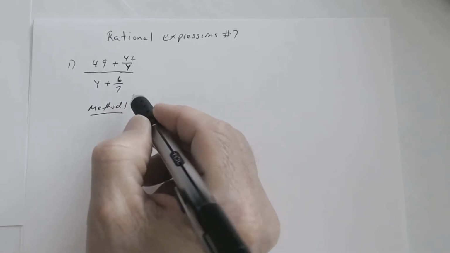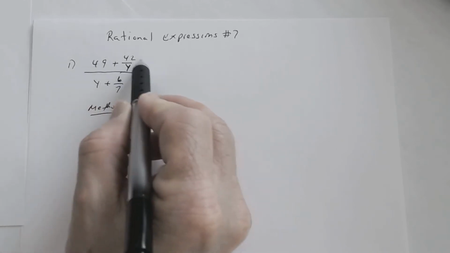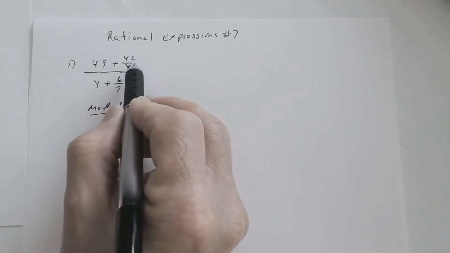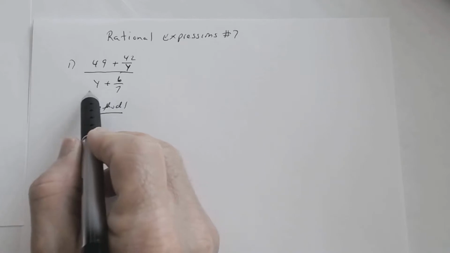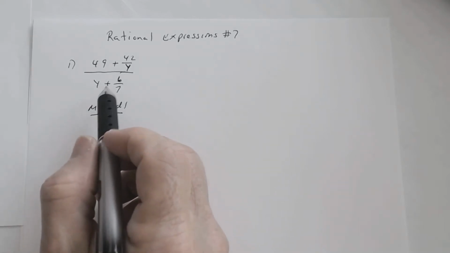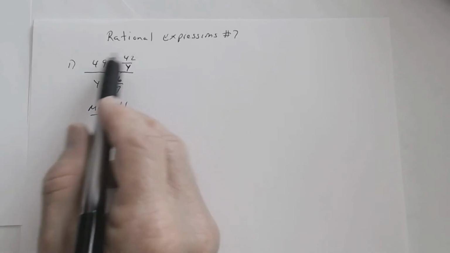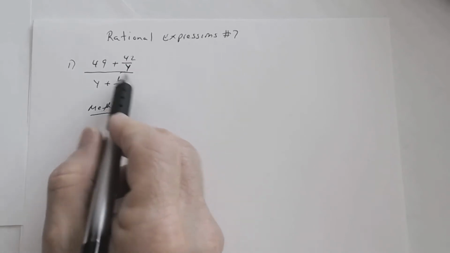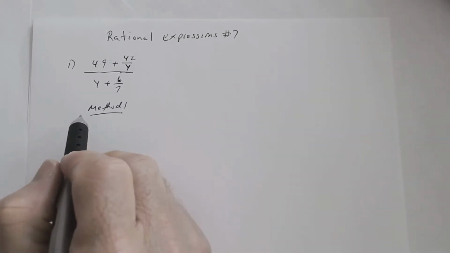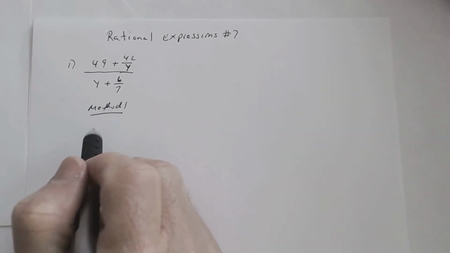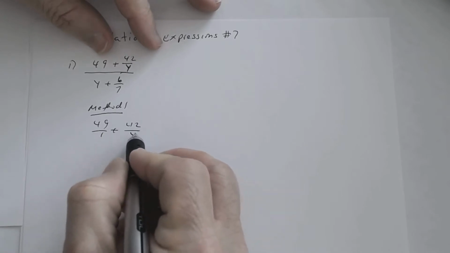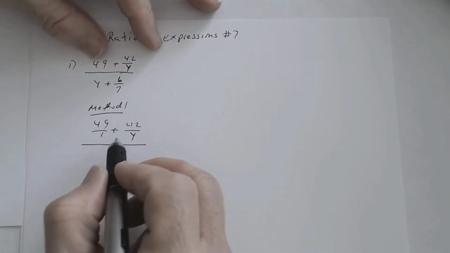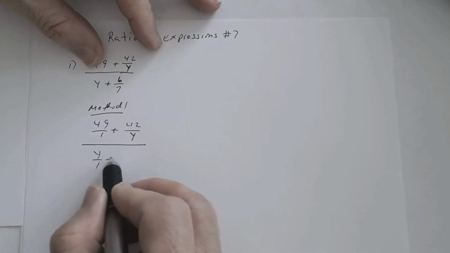So method 1 is where you rewrite the numerator with the LCD of the denominators, and then you rewrite the denominator with the LCD of the denominator. So basically, you're going to find the LCD of the numerator and then write equivalent fractions. You're going to find the LCD of the denominator and write equivalent fractions. And then you're going to go from there. Okay? So basically, what I would do at first is rewrite 49 as 49 divided by 1, and then plus 42 divided by y. Okay? And then in the denominator you have y divided by 1 plus 6 divided by 7.